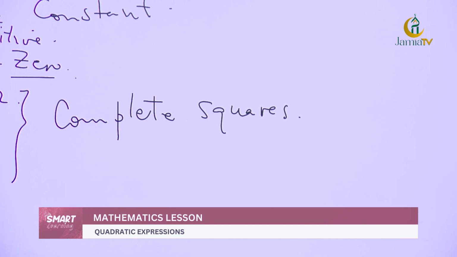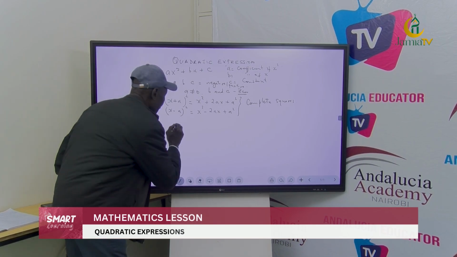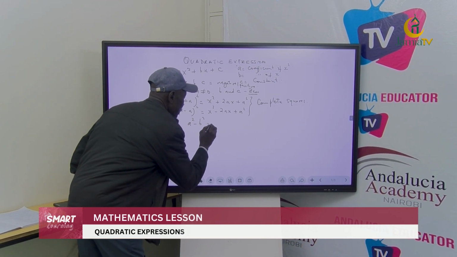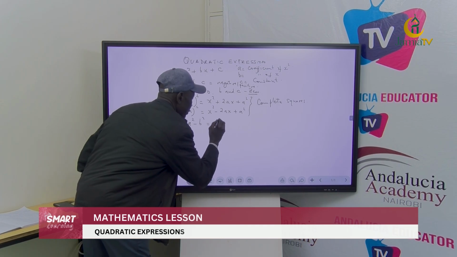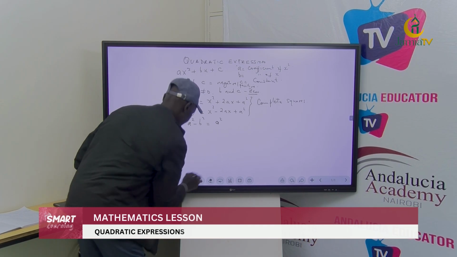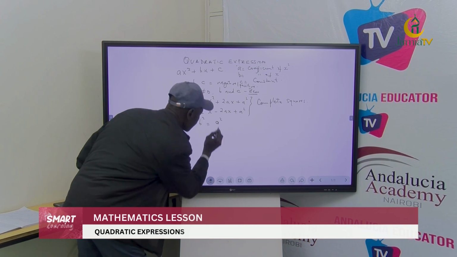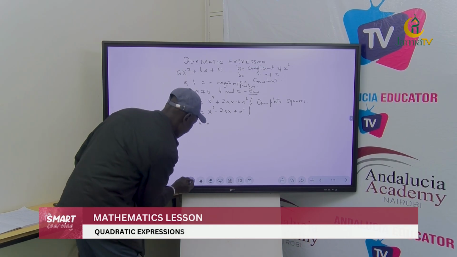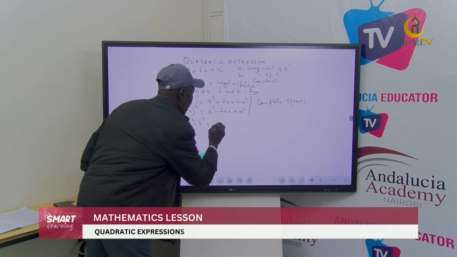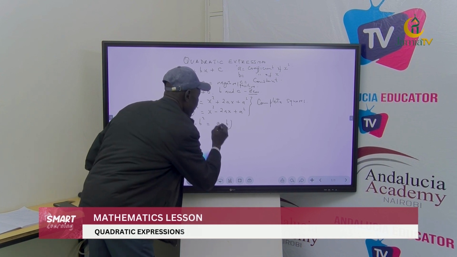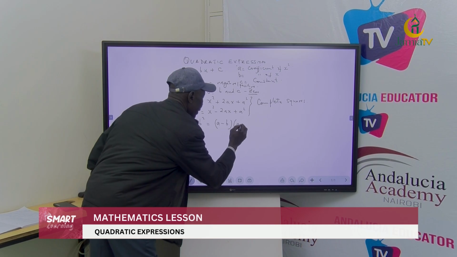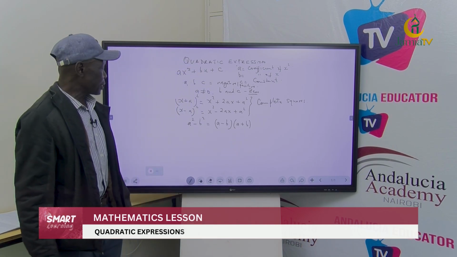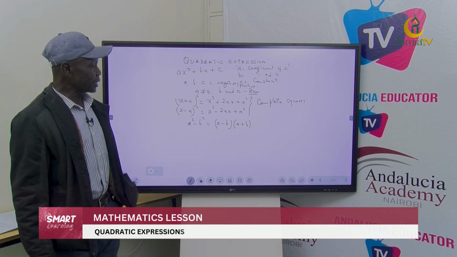Then the other identity was a squared minus b squared. When we expand, it becomes a minus b multiplied by a plus b. And we say this identity is the difference of two squares. These are very important.